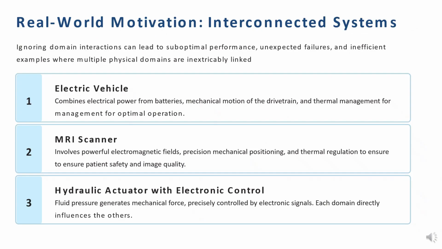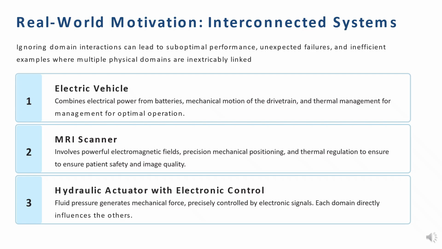Let us consider a real-world example, an electric vehicle. In this system, multiple physical domains are inherently interconnected. Electrical energy from the battery is delivered to the power electronics and motor, which convert it into mechanical energy to drive the wheels. Meanwhile, thermal energy is generated from electrical and mechanical losses, requiring careful management to avoid overheating and performance degradation.